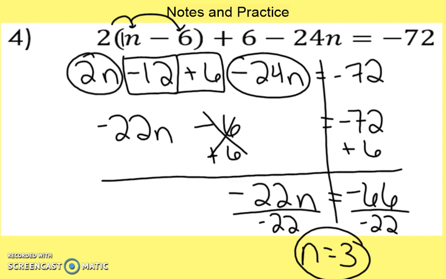Again, go back in and plug it into your original equation. If you ended up putting negative 3 accidentally and you plugged it back in, you won't get the same answer. So it's one way to check yourself to make sure you're getting the right answer every time.